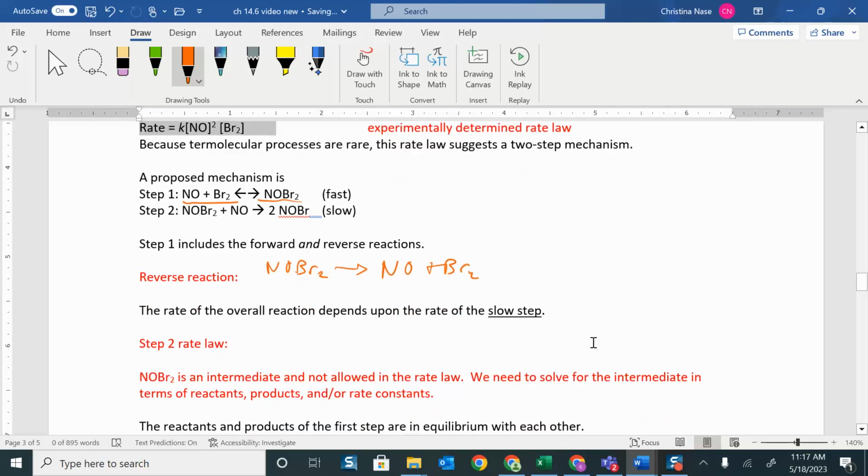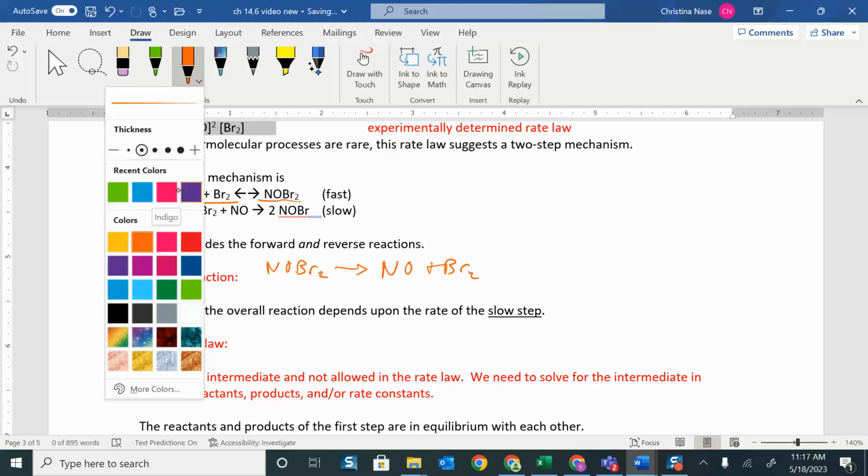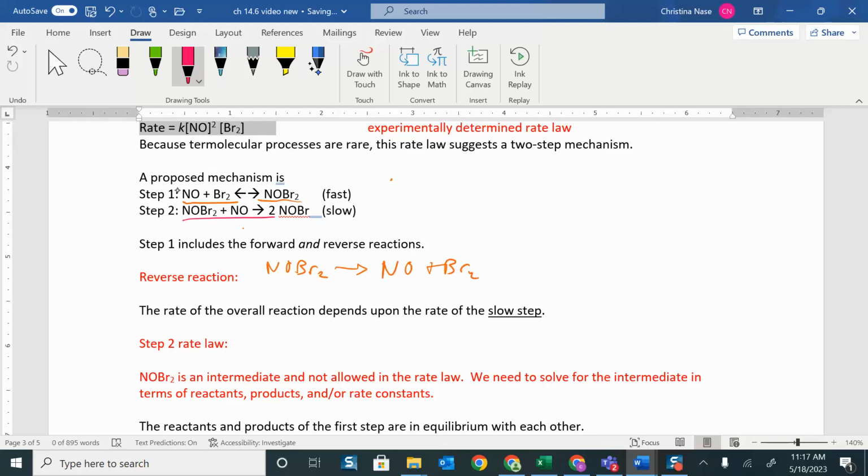So let's write the rate law for the slow step. The second step is my slow step. It's right here. Let's do that in a different color, not rainbow. Let's do it in pink, sure. So this is the slow step that I'm going to be focusing on. So rate 2 is going to be rate equals k2 times NOBr2 times NO.